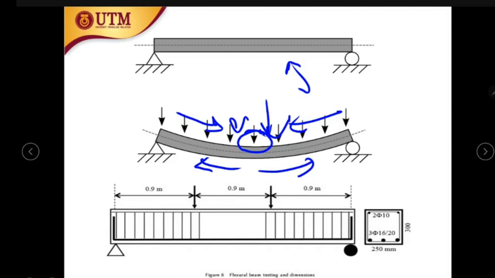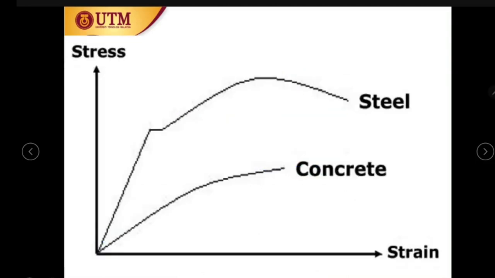So if you look here, this part is pulling, right? It's the tension part. Concrete, which is very weak in terms of tension, will normally break at this part. That is why we have to use concrete together with reinforcement, where we put the reinforcement bar or steel bar inside the concrete to take up the tension part.